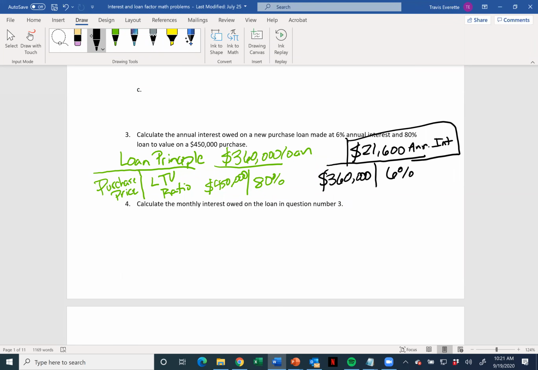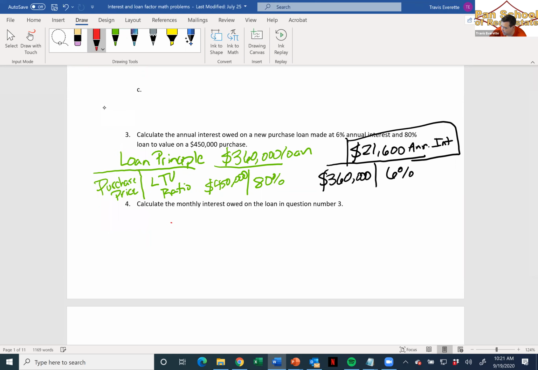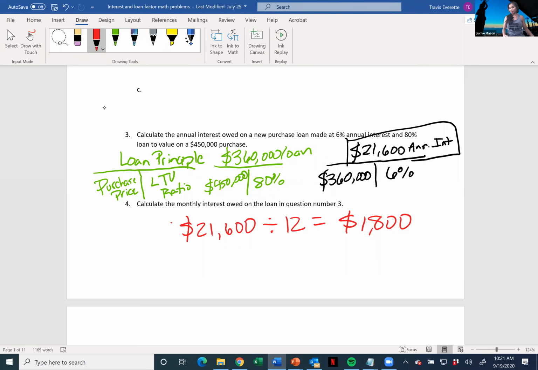Okay, perfect. And of course, number 4, they want us to calculate what the monthly interest is on that same loan. Well, that's just a matter of, again, taking the $21,600 and dividing it by 12, because we're going from annual to monthly. That is $1,800. We all good there? Yes. Okay, good.